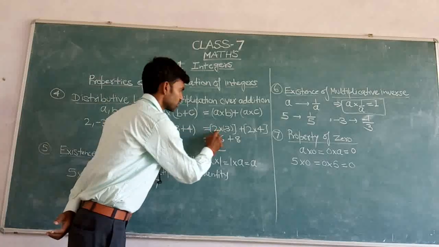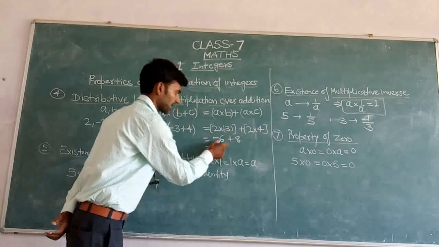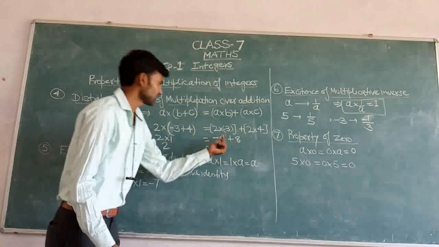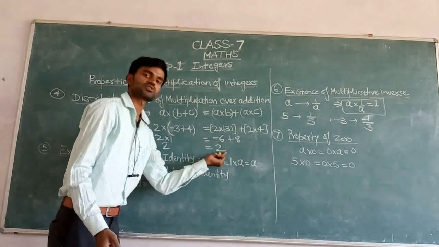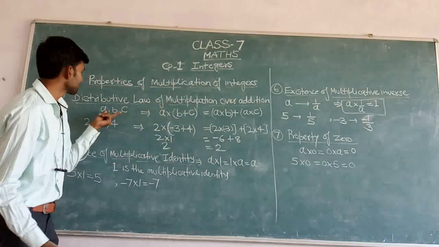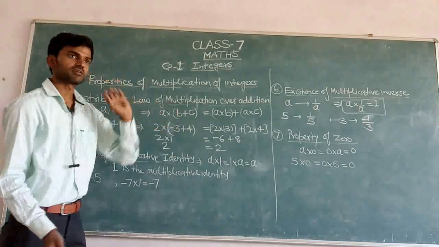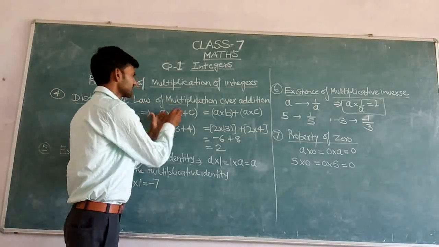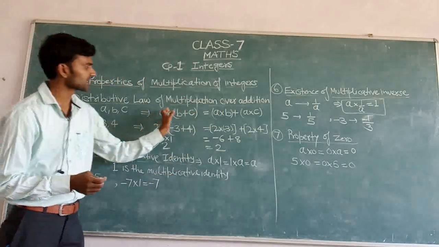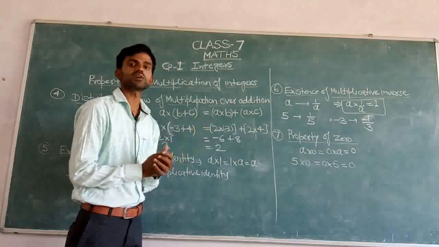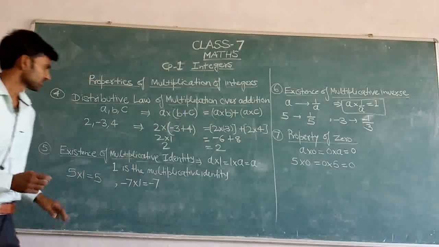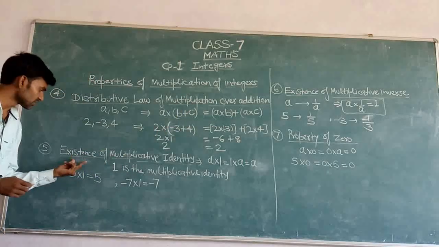In this condition, 2 into minus 3 is minus 6, and 2 into 4 is 8. Now add: 8 minus 6 is 2. In both conditions, we get 2. So when three integers are given and the first integer is multiplied by the sum of the other two, the first integer is distributed on the other two integers. This is called the distributive law of multiplication over addition. Now come to the next property.